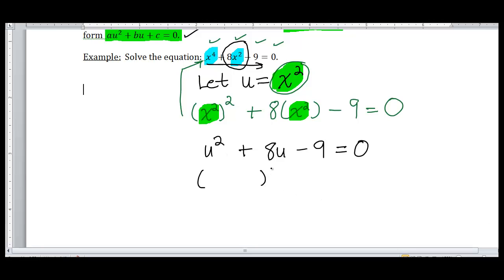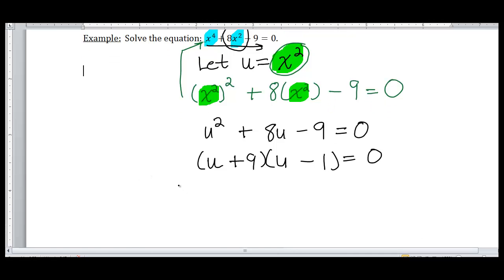Since there's a 1 in front of the u squared, I'm going to automatically try to factor, see if that'll work for me. Put a u here, and 2 numbers that multiply to give you a negative 9 but add up to a positive 8. A positive 9 and a negative 1 would work for us. Now that we have 2 things that multiply together to give us 0, we're going to set both of them equal to 0 to solve.